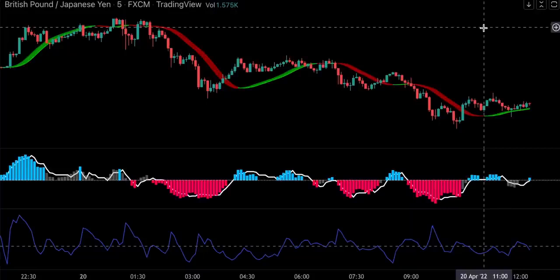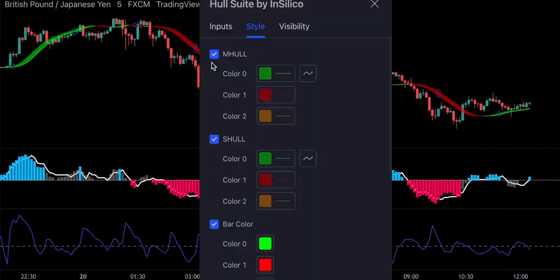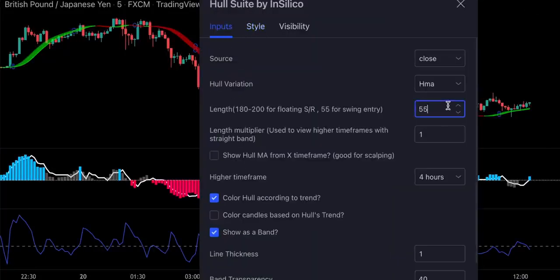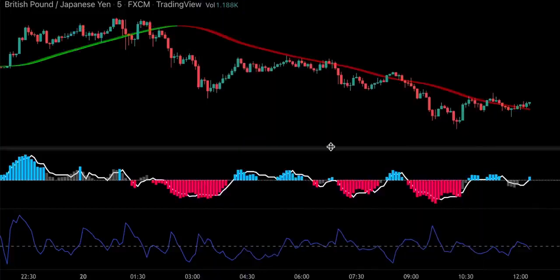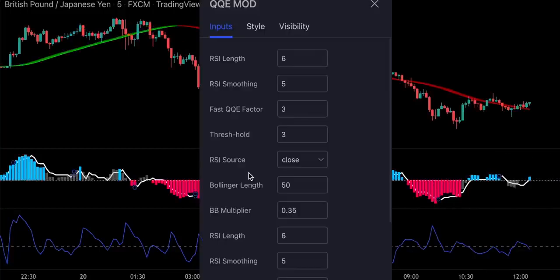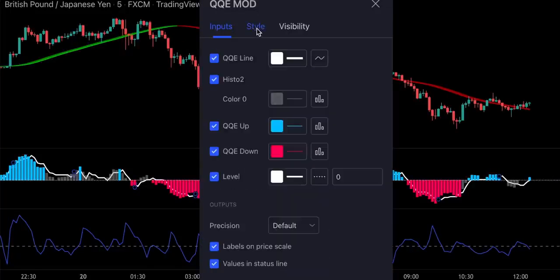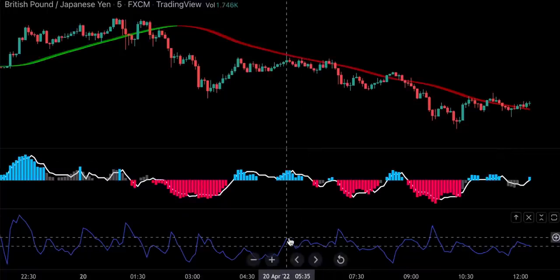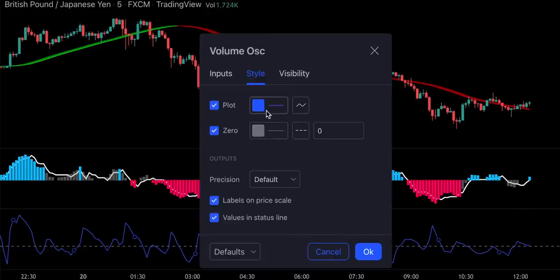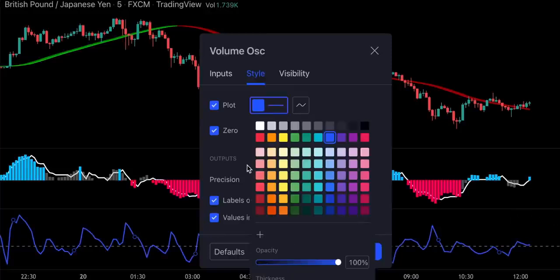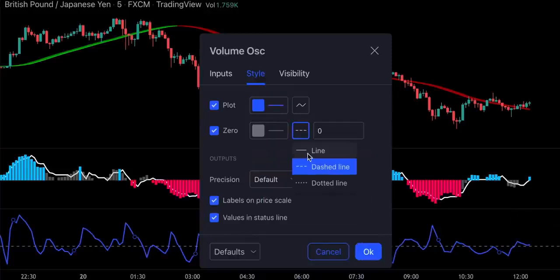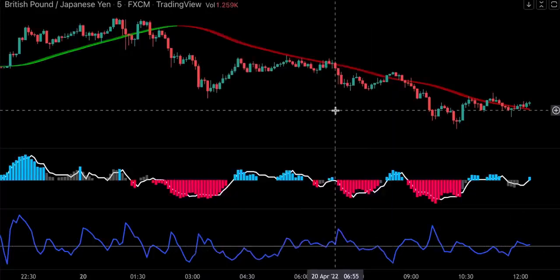Okay, so for this system to be ready, we need to adjust these indicators. So first, let's double click on this Hull Suite line and change the length from 55 to 60 and length multiplier from 1 to 3. Now let's make some slight adjustments to our QQE mod. So first, we're not going to change the inputs, we're just going to get rid of this 0 level. And finally, let's make this volume oscillator a bit more visible. So for that, we're going to need to make this line a bit thicker and change the 0 line from the dash to a regular line. Okay, now our system is ready.